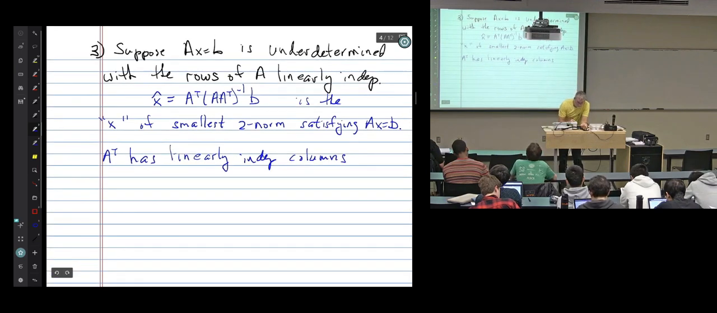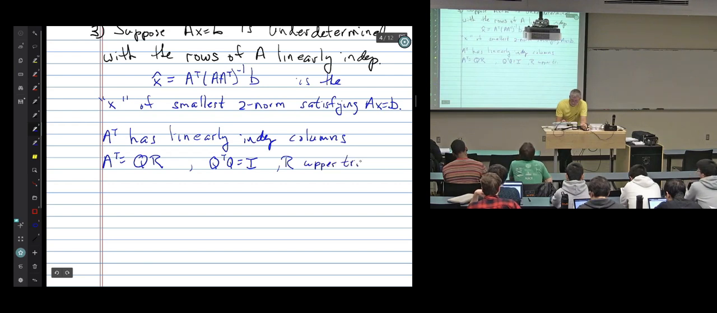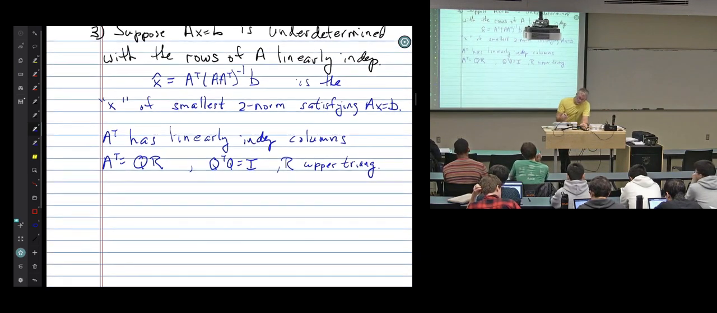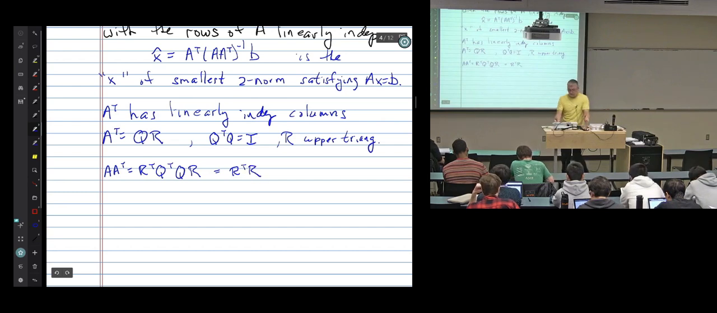If A has linearly independent rows, then A transpose has linearly independent columns. So that's review. We write A transpose equals Q times R, where Q transpose times Q is the identity and R is upper triangular. Instead of A transpose times A, we have A times A transpose, but it's still equal to R transpose times R, because we did the QR factorization of A transpose instead of A.